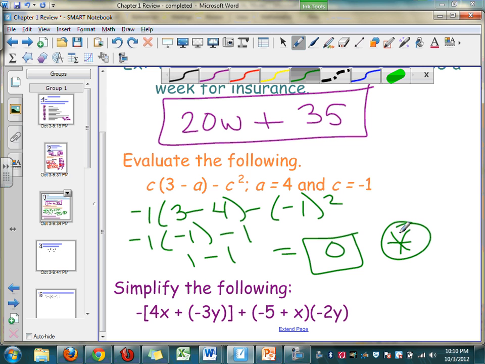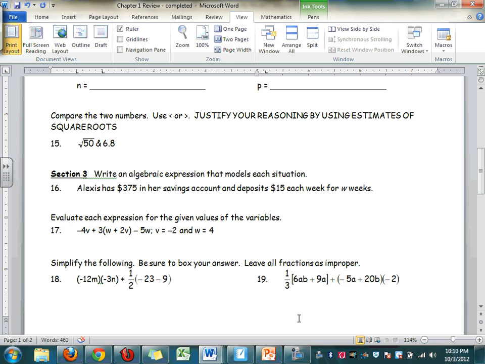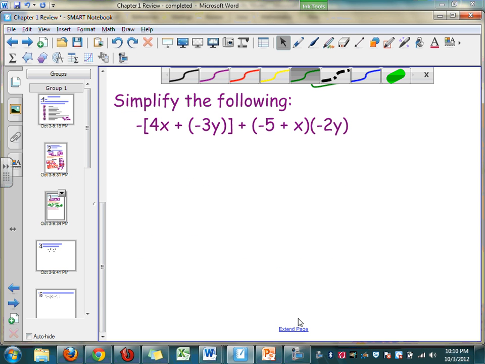This is an order of operations problem. Plug and chug and make sure you know what you're doing. Okay, the next thing you need to know about, and this is going to be like problems 18 and 19 on the review sheet, is going to be simplify the following.